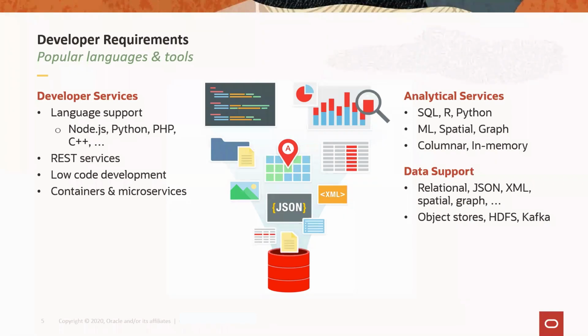So applications today go far beyond relational data structures, right? So developers want to be able to use other data types. JSON, very popular, right? XML, spatial, graph, not to mention external data stores, HDFS, Kafka, et cetera, like object stores, right?